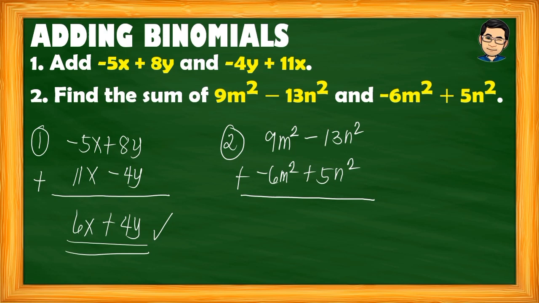So, 9m squared plus negative 6m squared, that is 3m squared. And then, negative 13n squared plus 5n squared, that is negative 8n squared. So, kahit na nabigyan na po sila ng variables, ina-apply pa rin po yung rules in addition of integers. So, our final answer will be 3m squared minus 8n squared.